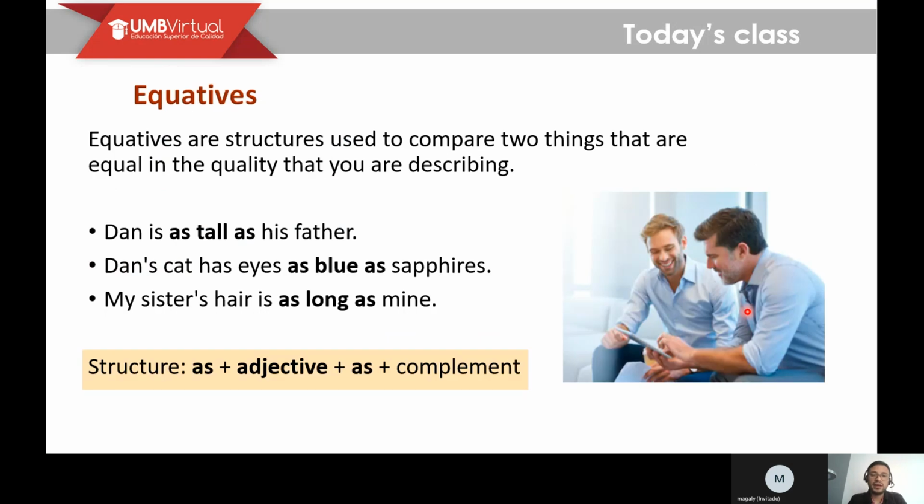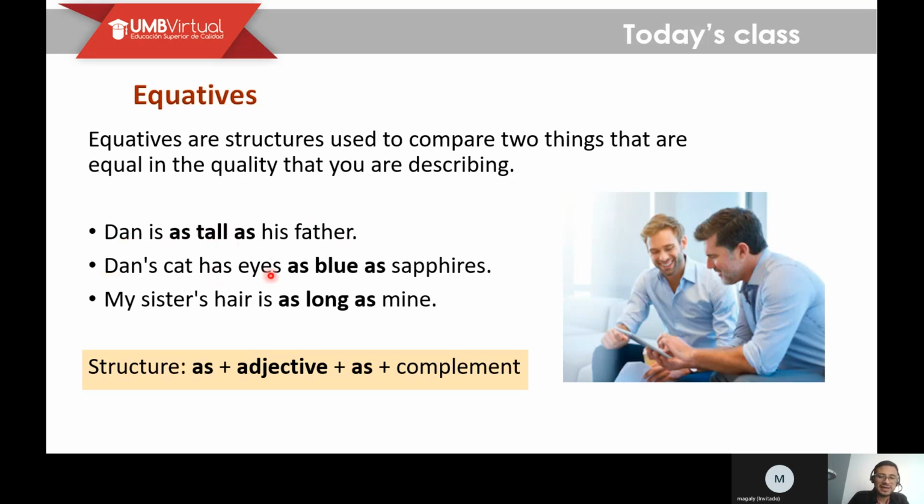In the next topic, we have equatives. Equatives are structures used to compare two things that are equal in quantity or in the quality that you are describing. For example, you are describing these two guys, the son and the father. And you can say, in terms of height, Dan is as tall as his father. So we have this structure: as plus the adjective plus another as. Dan is as tall as his father.